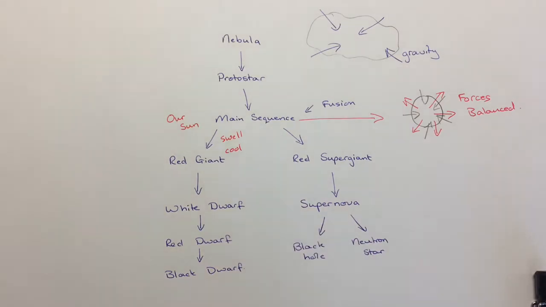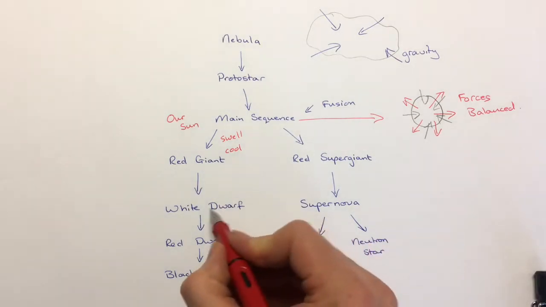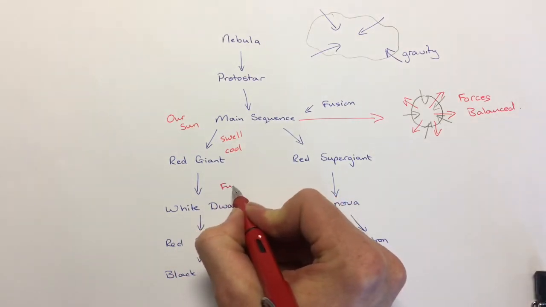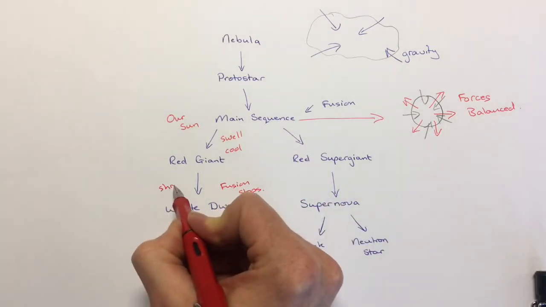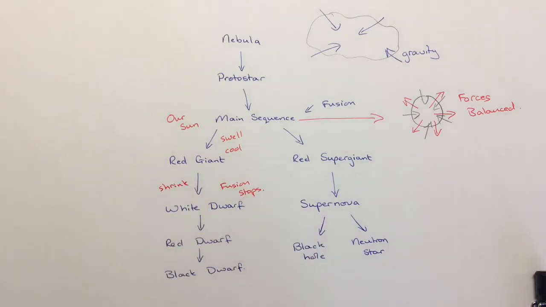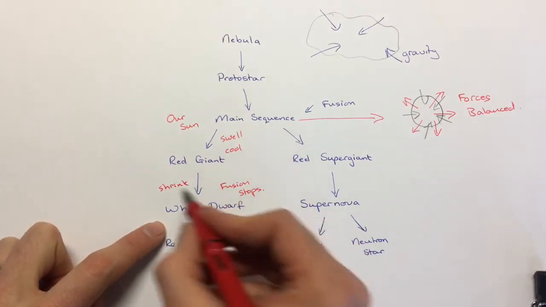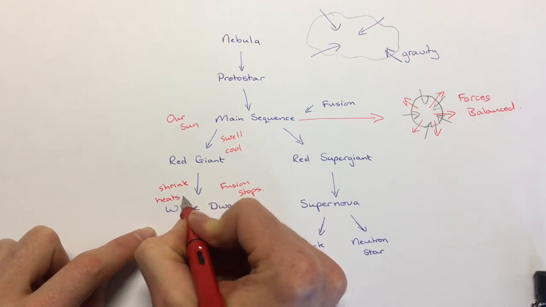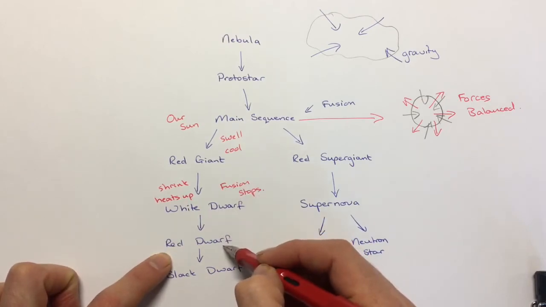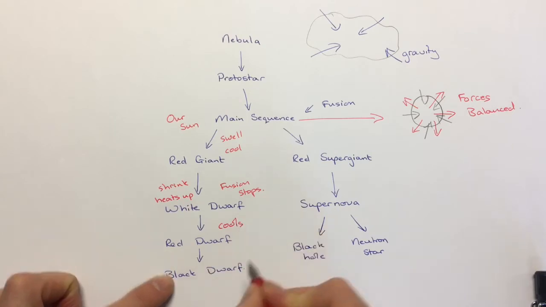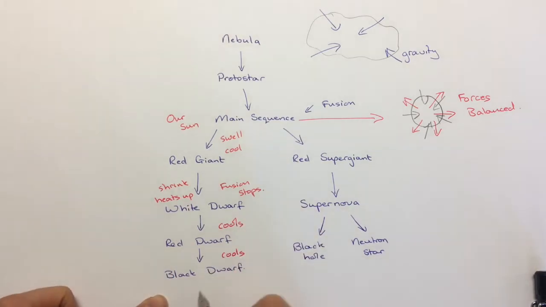Now, eventually it will run out of fusible nuclei completely, so it will run out of hydrogen, and it will become a white dwarf. So I would say really that fusion stops, and that means that it will shrink. Okay, so it shrinks to become a dwarf, but interestingly, it's white again, so it must heat up. And then there's no more fusion in a white dwarf, so it cools to become a red dwarf. And eventually it cools even further to become a black dwarf. And black dwarfs are invisible because they're not giving off any radiation at all.